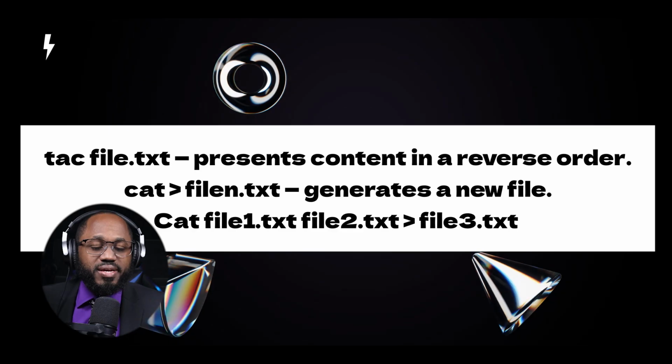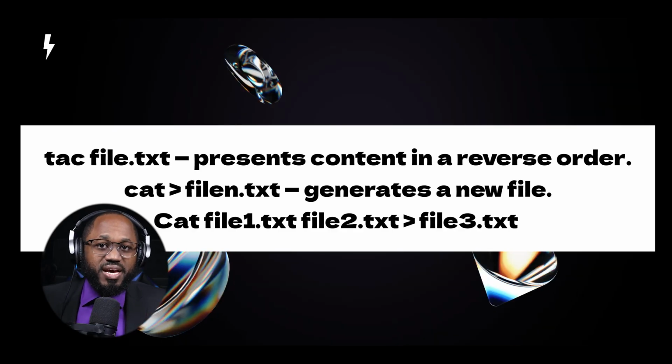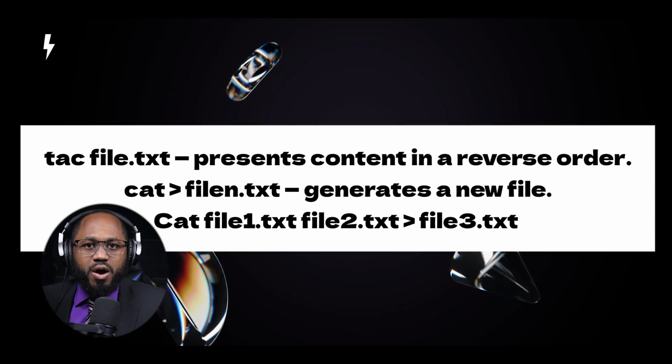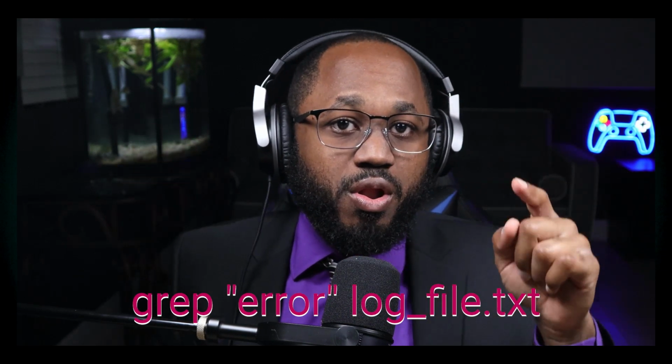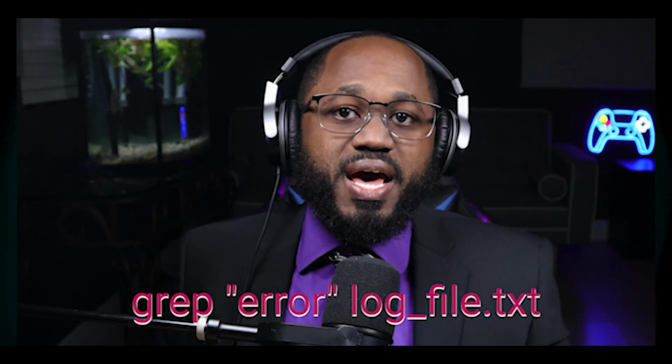Now, when it comes to file viewing and editing, you have the cat, that's concatenate and display file contents, for displaying file contents on the terminal. grep searches text using patterns, searching for specific patterns in files or output. Example is grep "error" log_file.txt. nano or vim are text editors for editing text files directly in the terminal.